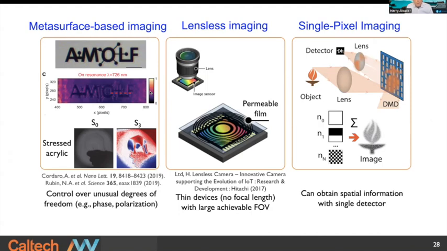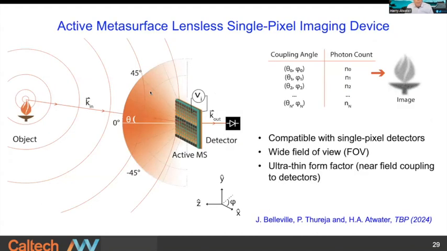And then finally, single pixel imaging, in which a single pixel is used with a parallel array of transducers, in this case depicted as a digital micromirror array, in which an image is formed using a single pixel detector by serial detection through a variety of masks that are using the reconfigurable array. And these can be combined together into a concept that we introduce here of active metasurface lensless single pixel imaging.